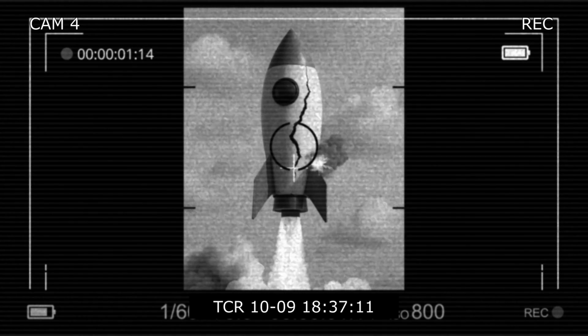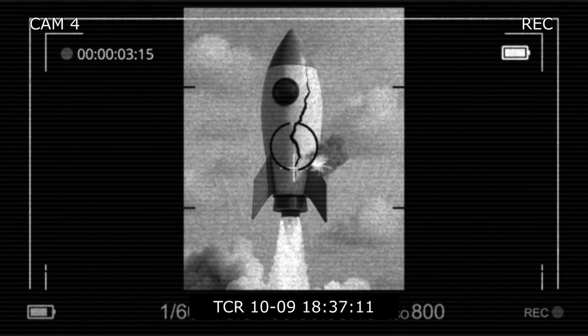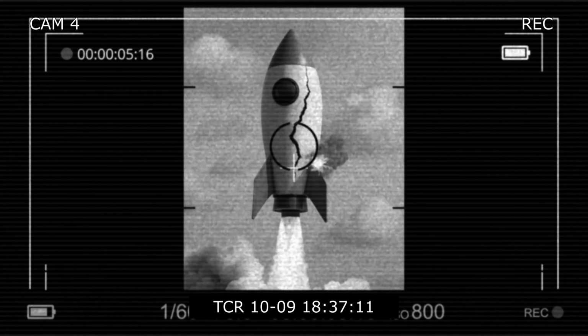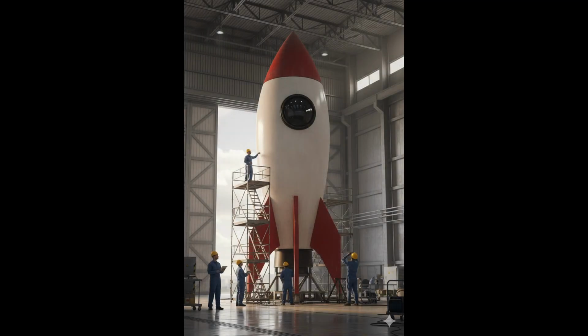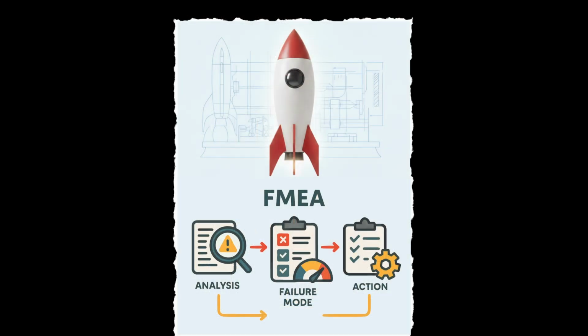Imagine launching a new product or process, only to be blindsided by an unexpected, costly failure. That surprise could have been entirely prevented. The secret to preventing problems isn't inspection, it's being proactive, not reactive. Today, we're focusing on the ultimate tool for risk prevention, FMEA, or failure mode and effects analysis. This is the systematic approach engineers use to eliminate problems before they even happen.